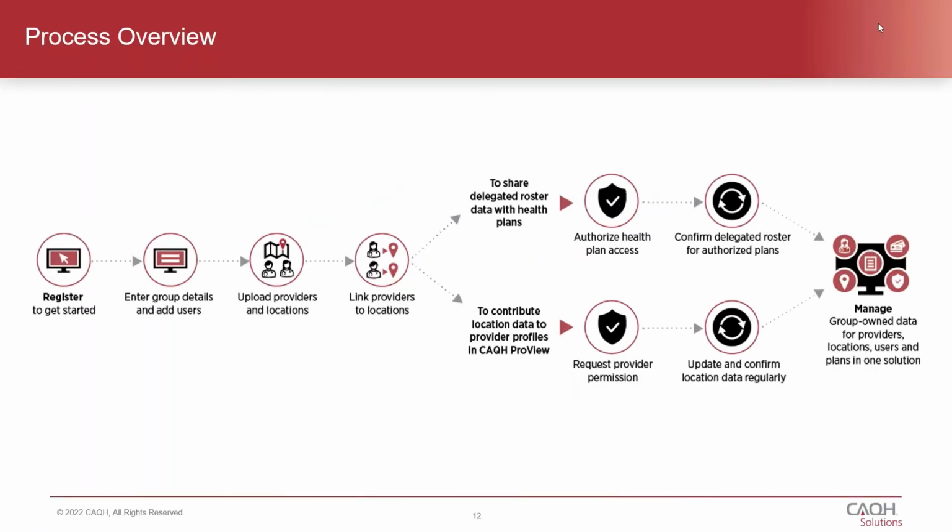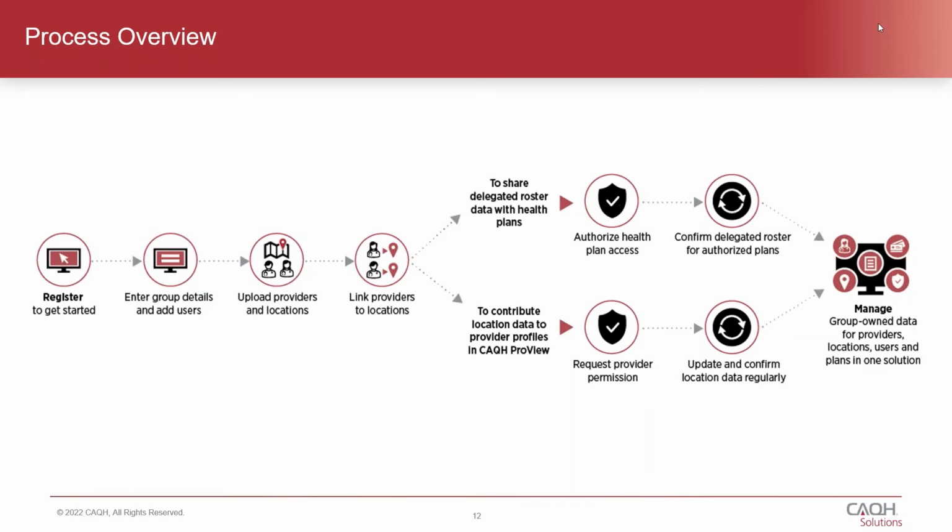Thank you. So I know that was a lot of information. Here's a quick overview of what we just covered. Once you register for CAQH ProView for Groups, you will enter your group's details, tax IDs, and users, staff members, and things like that. Next, you're going to upload your providers and your locations. Once that data is in the portal, you will link those providers and those locations. This is that enrollment piece, a directory piece that goes with delegated credentialing. But this can all be done in the portal, or it can be done through file upload.